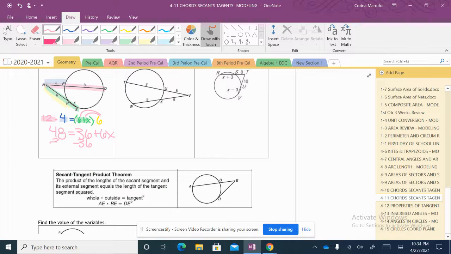So I moved over the 36 first. 48 minus 36 is 12. The 36 cancels out, and we're just left with 6X. We divide both sides by 6. 12 divided by 6 gives me 2.